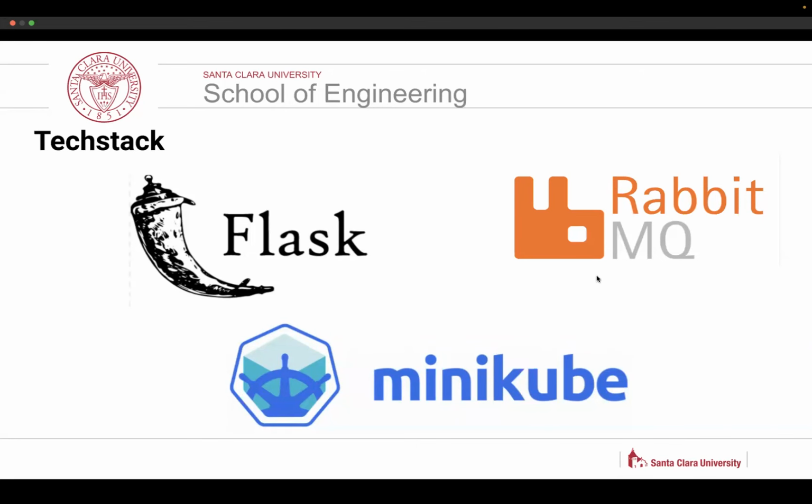Coming to the tech stack, we have used Flask, RabbitMQ, and Minikube. Flask is a Python-based backend web framework used for building REST APIs, and RabbitMQ is our messaging queue. And we have used Minikube for setting up a local Kubernetes environment.